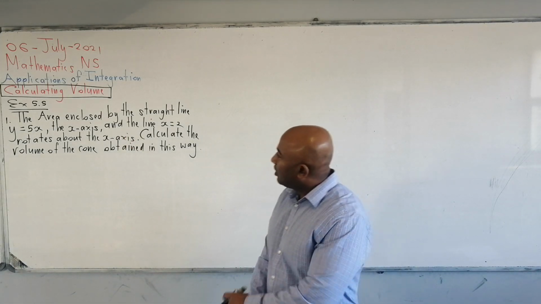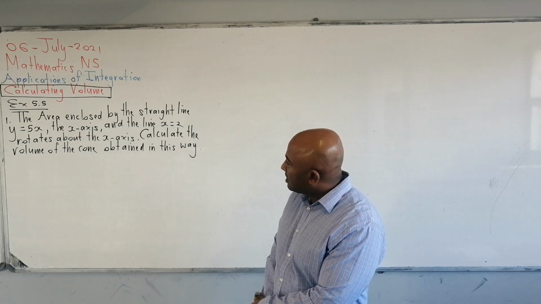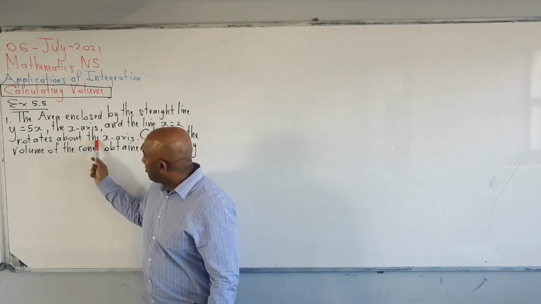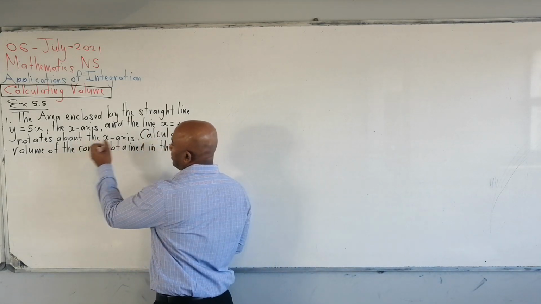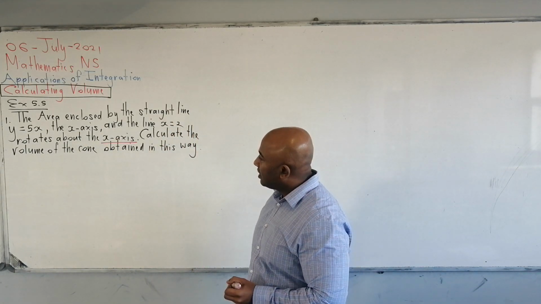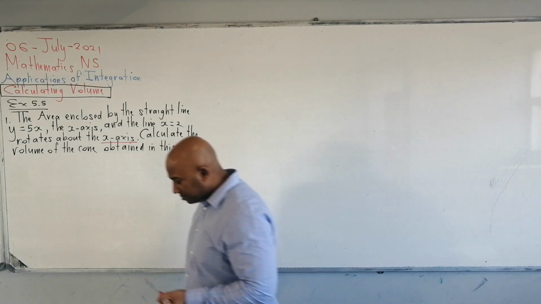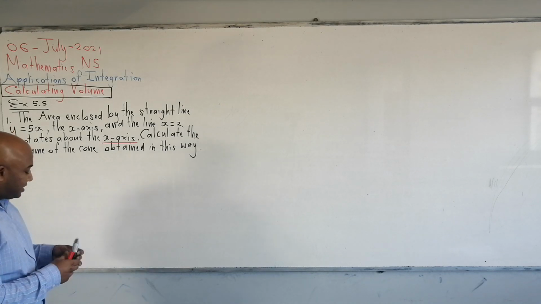Right, so it's best explained using an example. The area enclosed by the straight line y is equal to 5x, the x-axis, and the line x is equal to 2 rotates about the x-axis. Okay, so we are rotating about the x-axis. Calculate the volume of the cone obtained in this way. So how do we sketch the graph y is equal to 5x?